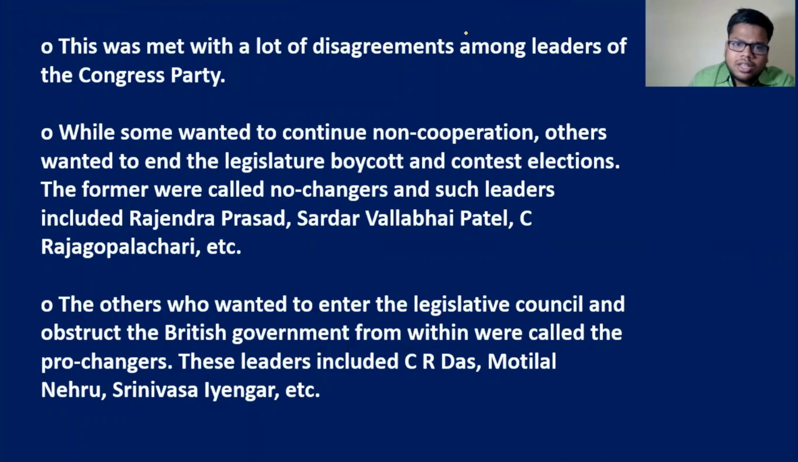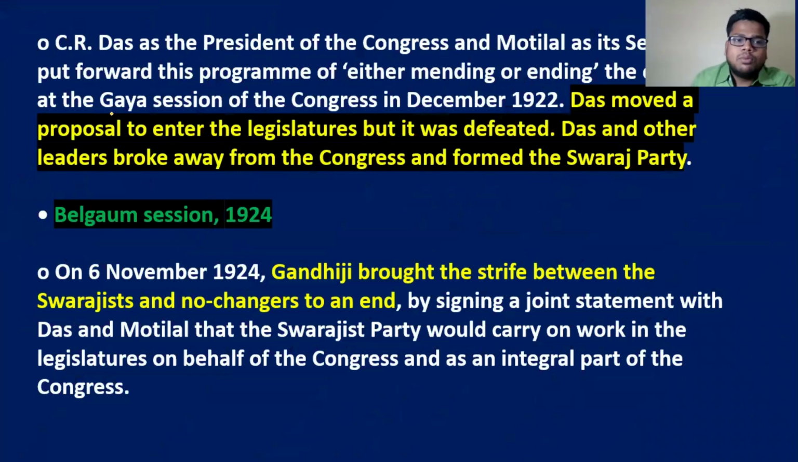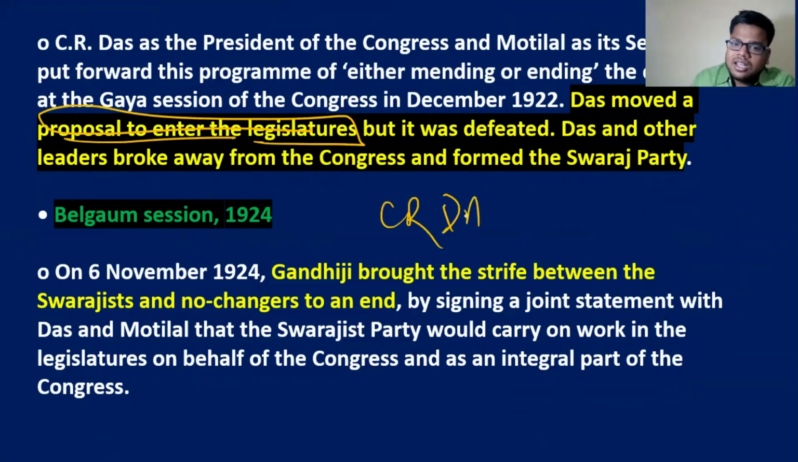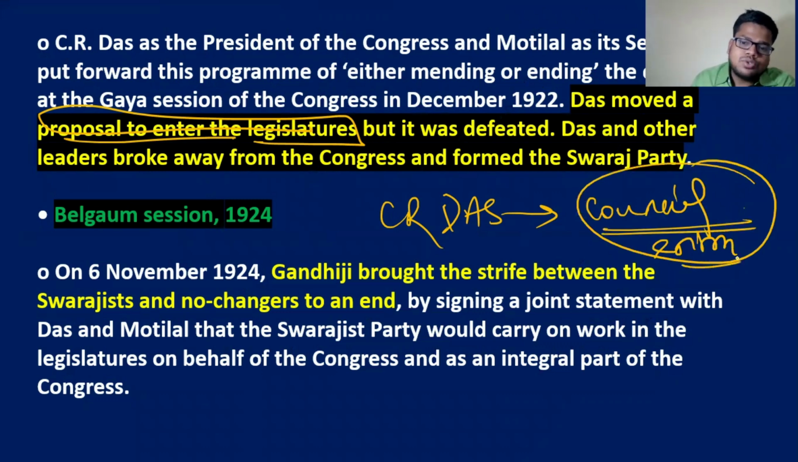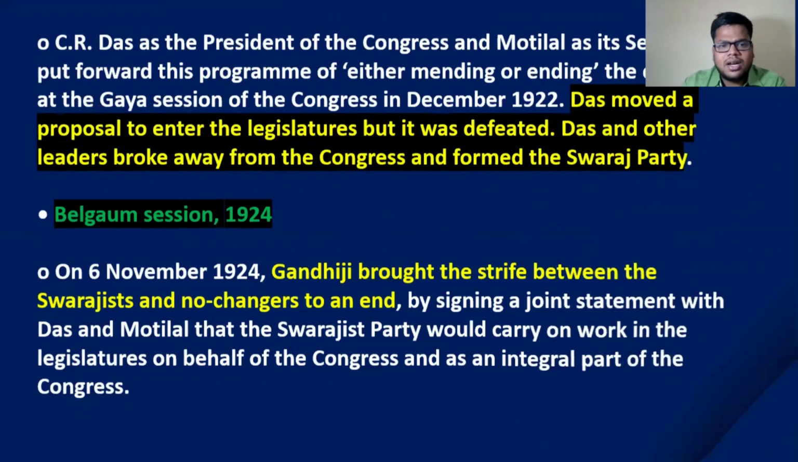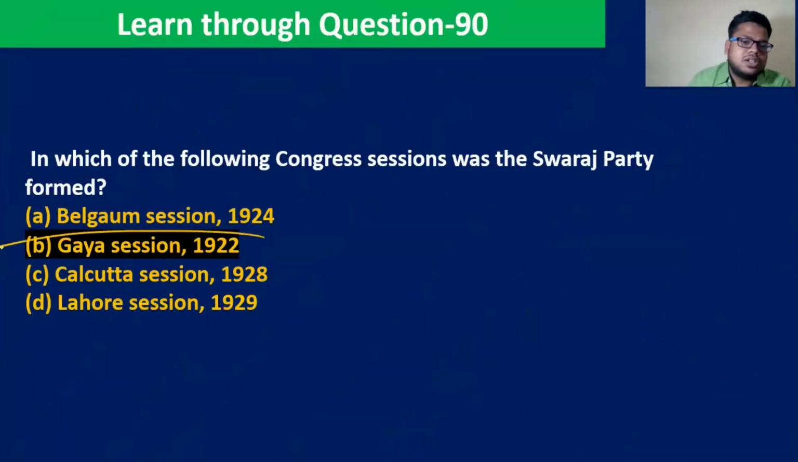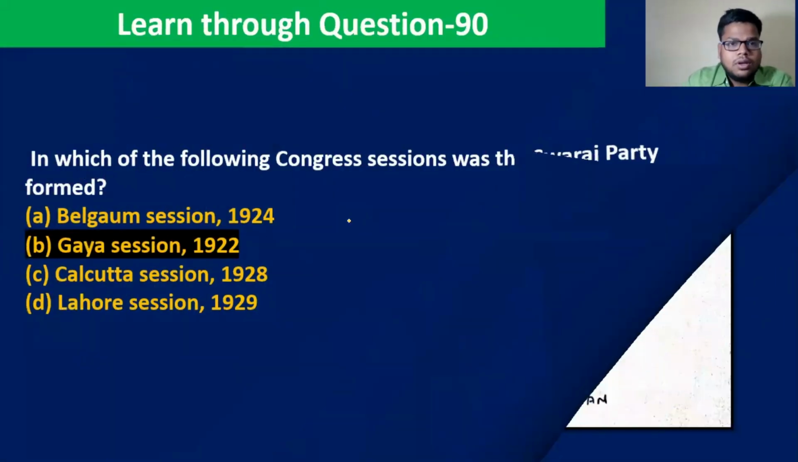And there was a lot of disagreement. C.R. Das said that he would move a proposal to enter the Legislative Council, because we have discussed that C.R. Das was in favor of council entry. If you don't give us council entry, we'll make our own party. And they formed the Swaraj Party, and later on reconciliation happened and the breakup in the Congress did not happen. We have discussed that. So the answer will be the Gaya session in 1922.